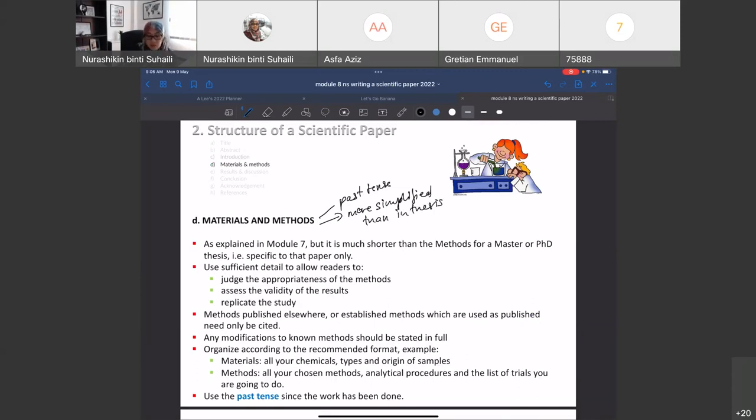Okay? And you have to cite. So for example, if the methods you use are based on certain works, you have to cite the methods. If you don't cite, it means that the method comes from you. So if you use other people's methods but you don't cite, it sounds like it comes from you, but it's actually not true, isn't it? So that's why you have to apply the citation.